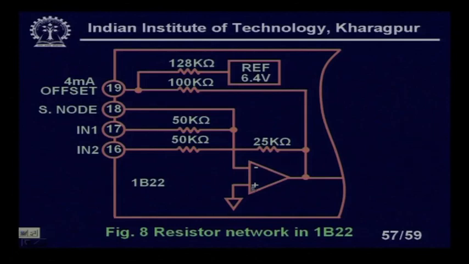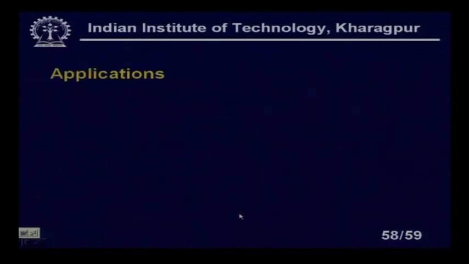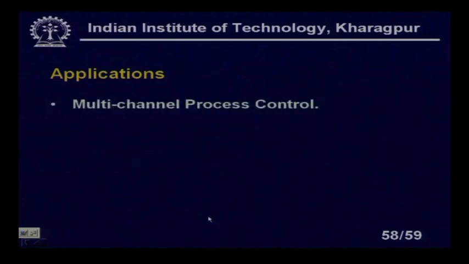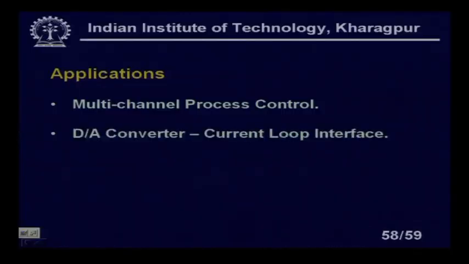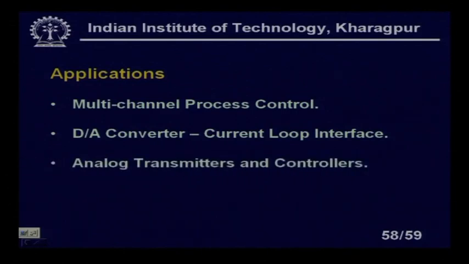We have a 6.4 volt reference voltage which can be generated by a Zener. Applications: we have a lot of applications. We have multi-channel process controls, where we are using this particular chip. In process controls we always need this conversion from 0 to 5 volt to 4 to 20 milliampere of current. So, that is possible. D to A converters, current loop interfaces, then we have analog transmitters and controllers.